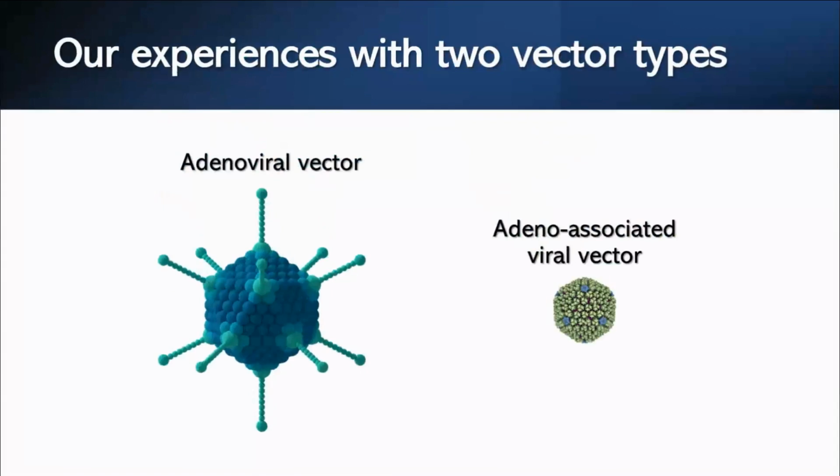So today I'm going to go over our experiences with two different vector types: first, adenoviral vectors, and then later adeno-associated viral vectors. In initial work, we used adenovirus because we knew that it worked very well on the heart. It transduces the heart very well and provides a very quick onset of gene expression. In later work, we're working with adeno-associated viral vectors, which are more clinically applicable, especially with the long-term gene expression.